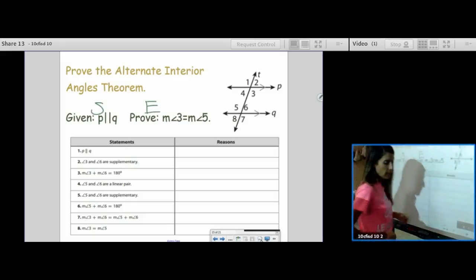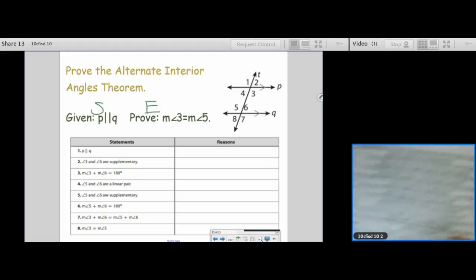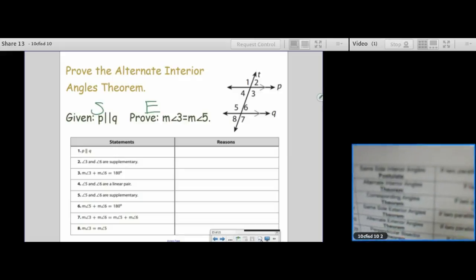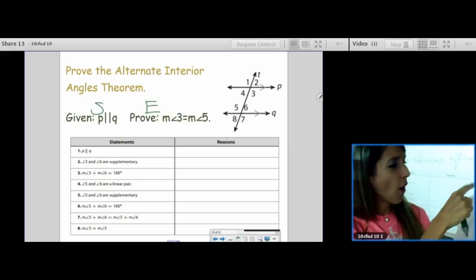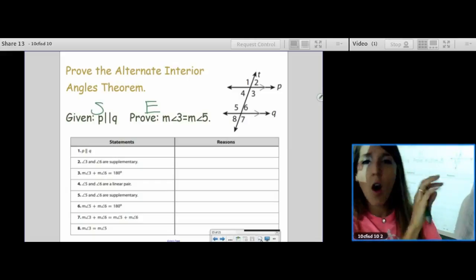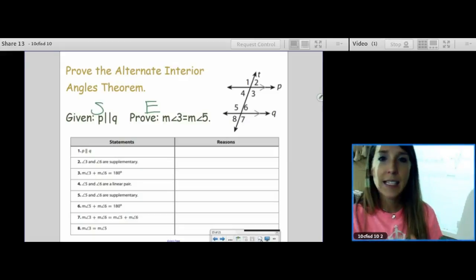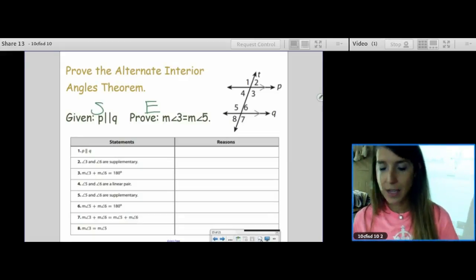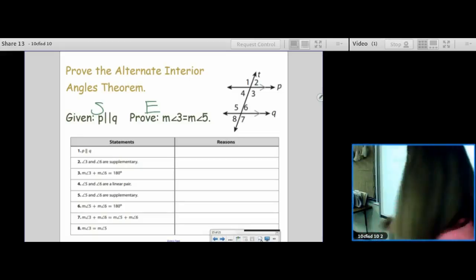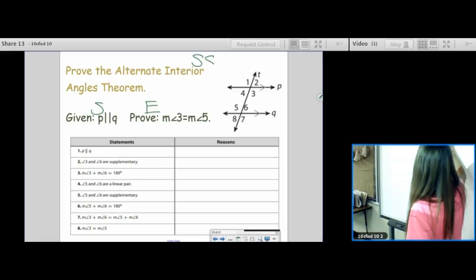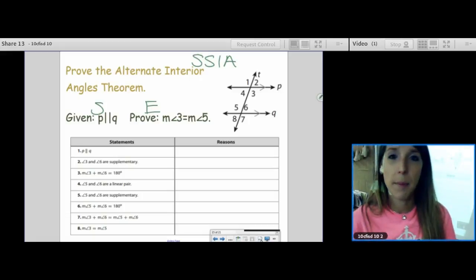Now what your textbook does is, if you notice on here, it says the same side interior angles is a postulate, and then all the rest of them, alternate interior, corresponding, all the rest of them are theorems. And the reason that it does that is it is assuming the same side interior angle one is true. You just have to pick one. And it happened to be the chosen one for your textbook. But we're assuming that that one is true, that those are supplementary.